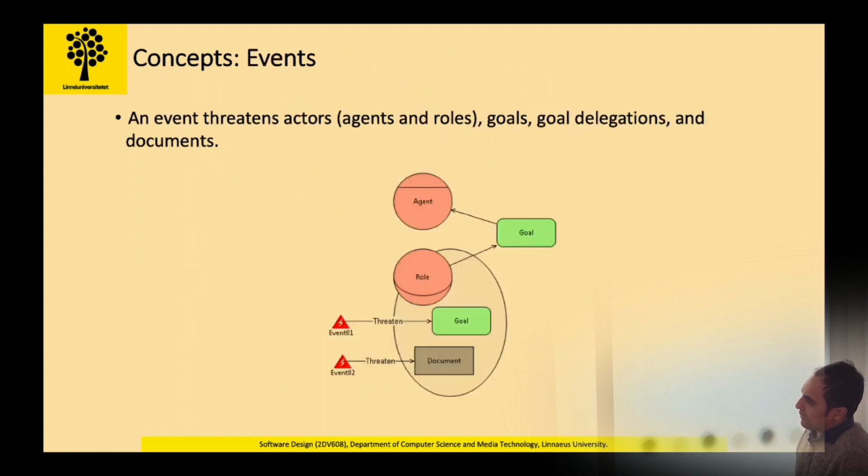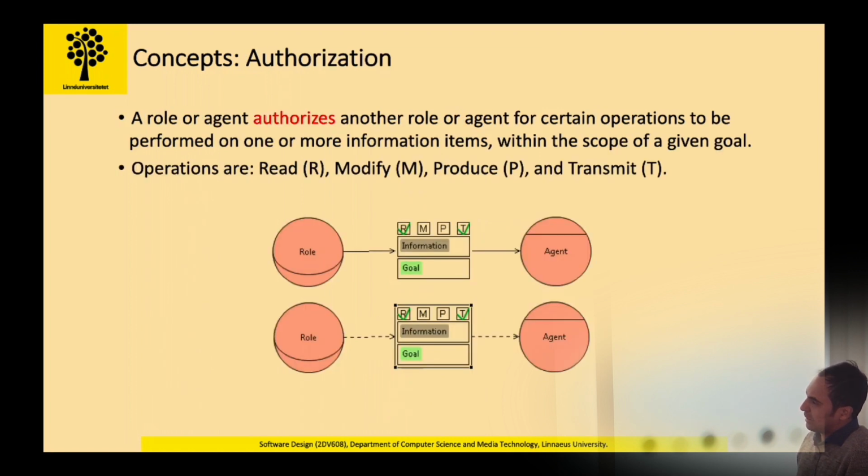So the events, threats, or risks: any event that hinders your goal achievement, or any threats that affect your document or information integrity, or even the security, are known as events. Events are usually represented using this notation. An event can be about goals, goal delegations, documents, or even information. Then we also mentioned authorization.